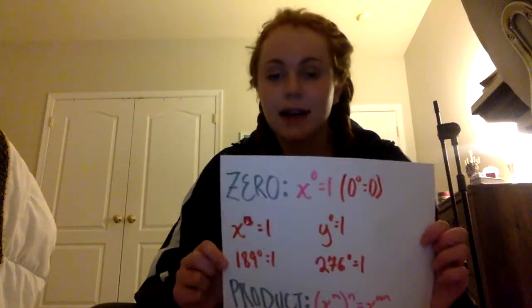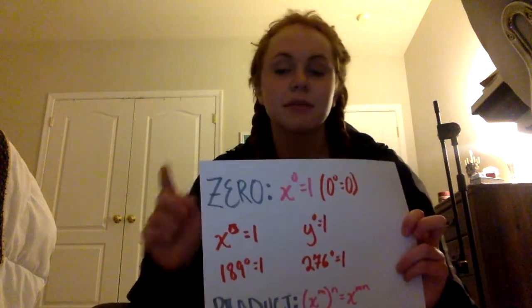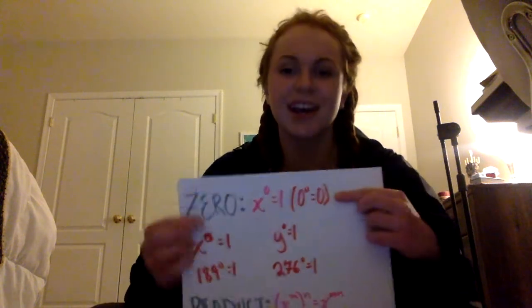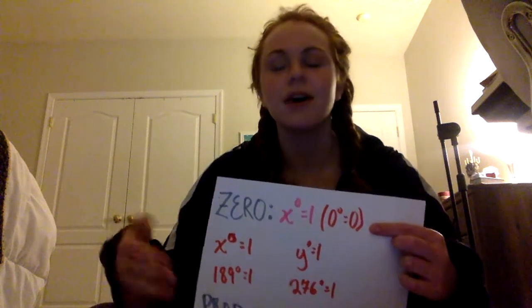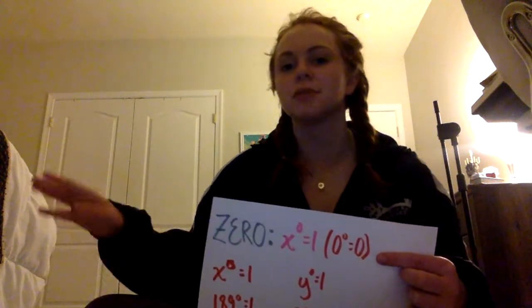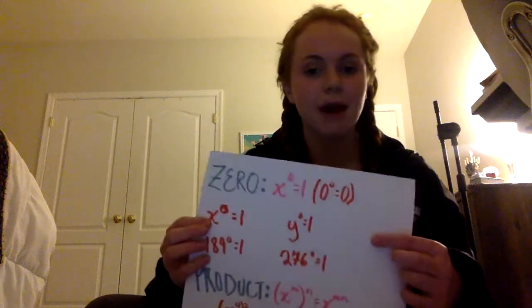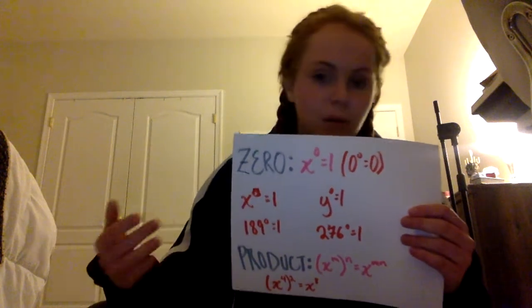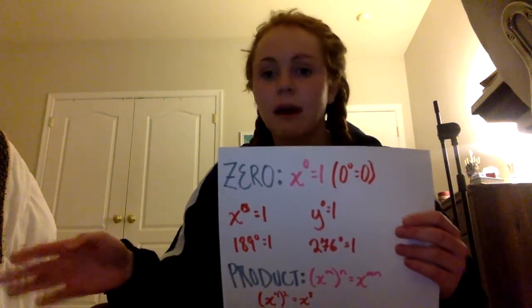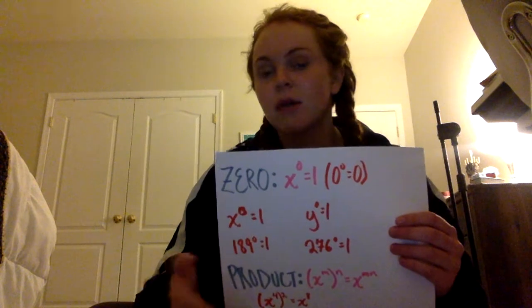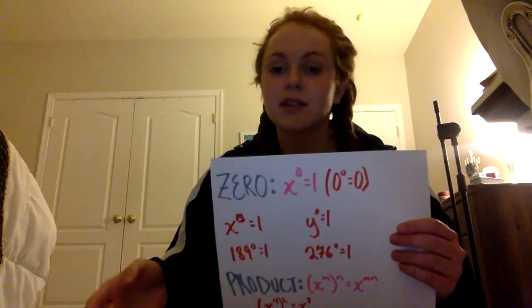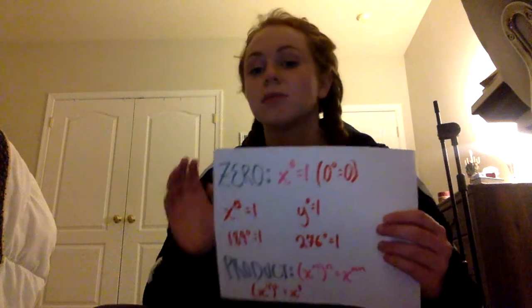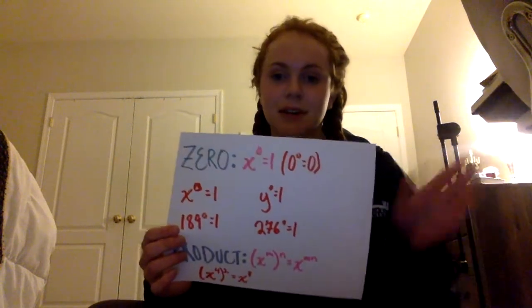So moving on, we have the easiest rule, the zero rule. That's basically that anything to the 0 power is 1, with the exception being 0 to the 0 power. Anytime 0 is multiplied to anything, it's going to be 0. However, when 0 is the power, the answer is always going to be 1. So x to the 0 power, 1. y to the 0 power, 1. 189 to the 0 power, 1. 276 to the 0 power, 1. It could be any number, and if it's raised to the 0 power, with the exception of it being 0, the answer will always be 1. So that's an easy point on your test right there.